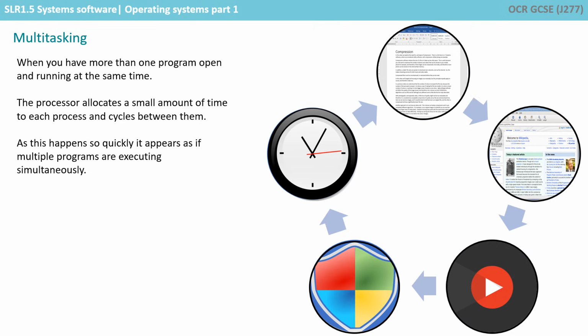So it appears that all these applications are running at the same time, but they're not. The word processor has a small time slice, and then it's passed to the web browser that has a small time slice. That's passed to the music player that has a small time slice, then to the antivirus, then to the clock, and then back to the word processor again. But your computer executes these instructions so quickly that as a user, you don't really notice that it's actually switching tasks. This is what we call multitasking.